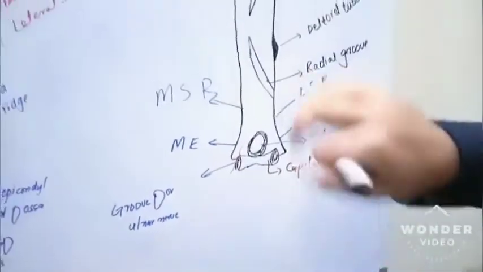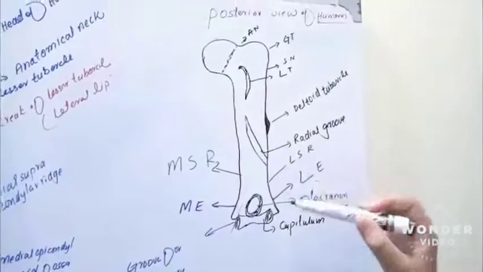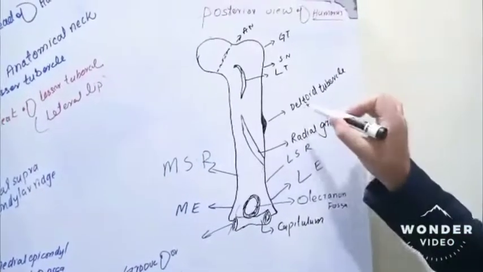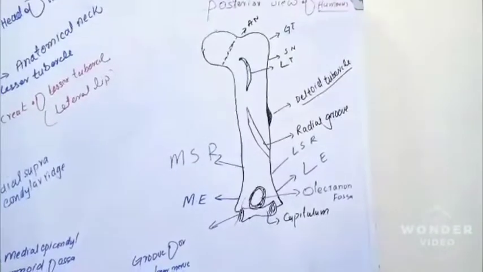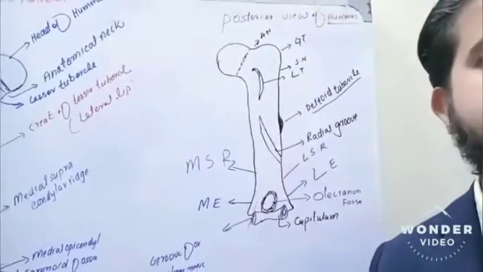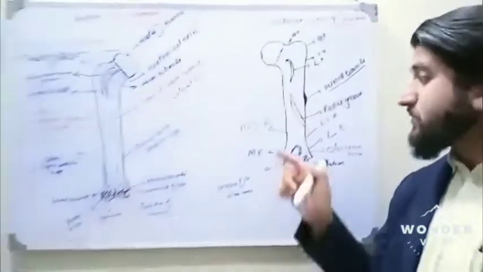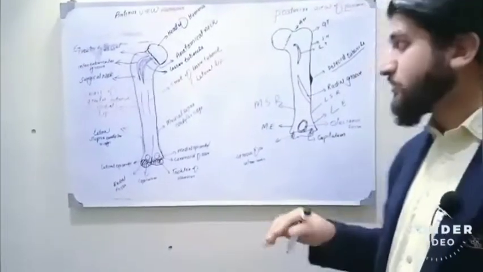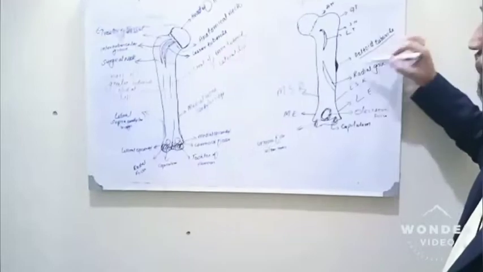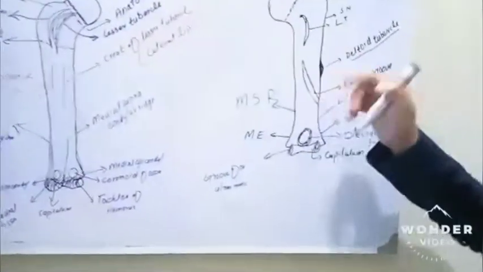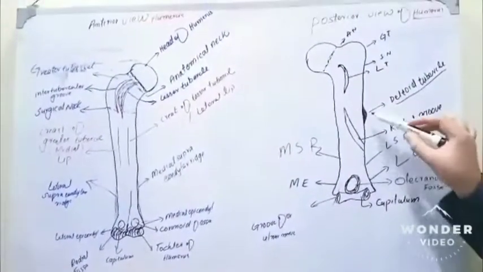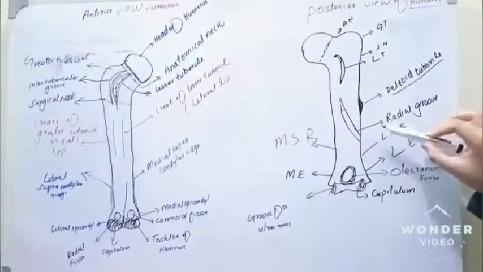Coming to the shaft of the humerus, it is very important because we have the deltoid tubercle, where a certain muscle attaches. We will discuss it in the next lecture, inshallah, when we talk about all the muscles of the skeletal system. This deltoid tubercle is present in the posterior aspect of the humerus. Below the deltoid tubercle is the radial groove for the radial nerve.